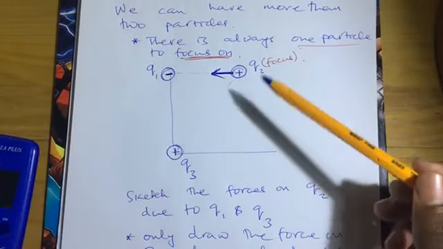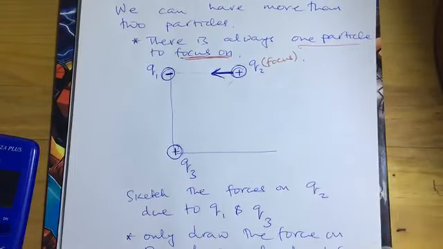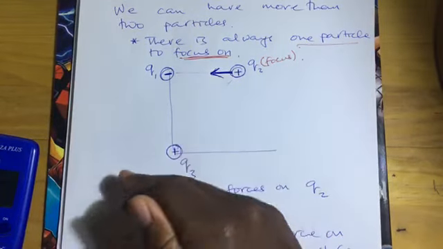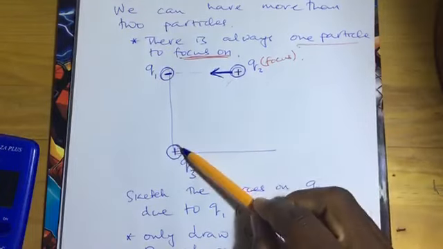Now, next, between Q2 and Q3, what do you think will happen? Are we going to have an attractive force or a repulsive force? Are they going to repel or are they going to attract? Q2 and Q3. Okay, so yes, we are going to have a repulsive force between Q2 and Q3.